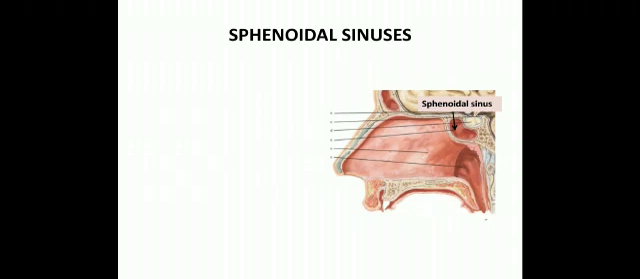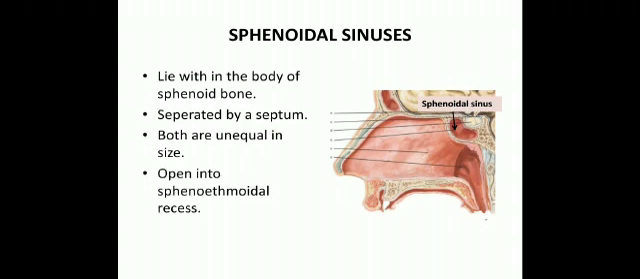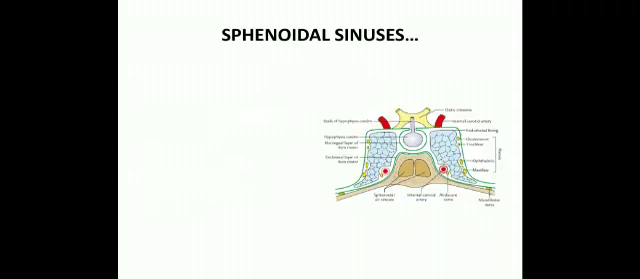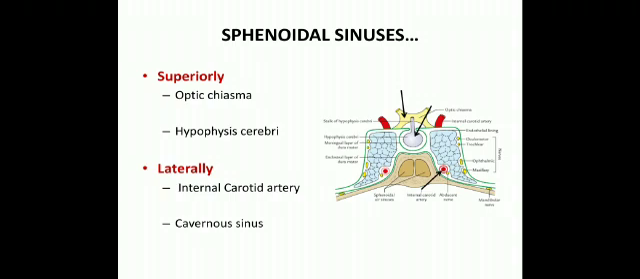The sphenoidal sinuses, they lie within the body of the sphenoid bone and they are separated by a septum. Both are unequal in size and open into the sphenoethmoidal recess. It is related superiorly to the optic chiasma and the hypophysis cerebri. Laterally, it is related to the internal carotid artery and the cavernous sinus.